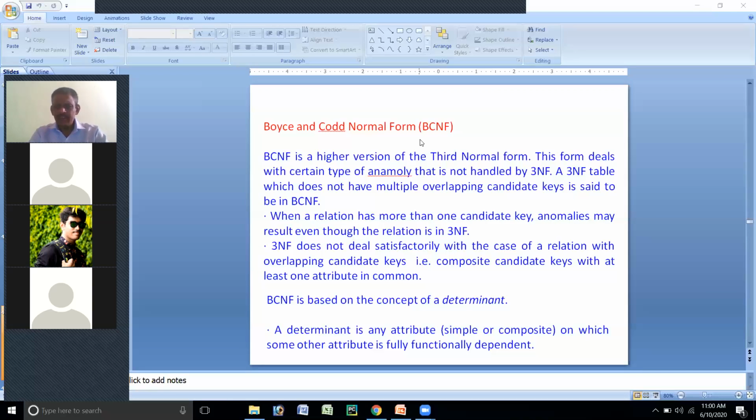BCNF is based on the concept of determinant. A determinant is any attribute on which some other attribute is fully functionally dependent. What is a determinant? It is an attribute on which some other attributes completely depend. That we call a determinant.